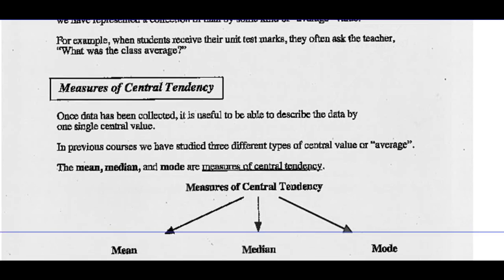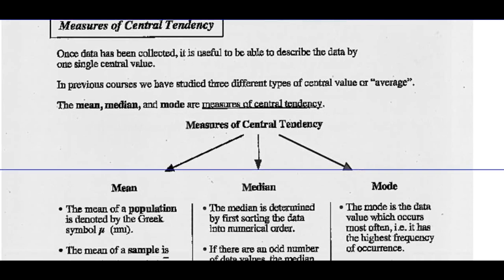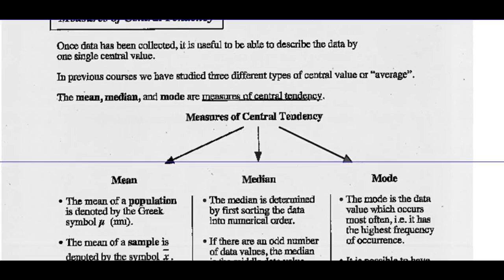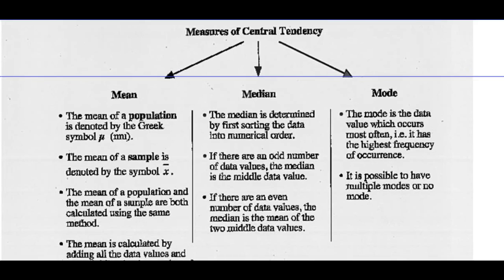So we call these things measures of central tendency. Once data has been collected, it's useful to be able to describe the data by one single central value. In previous courses, we've studied three different types of central values or averages. Mean, median, and mode are the measures of central tendency. Here's what each of these are defined as.